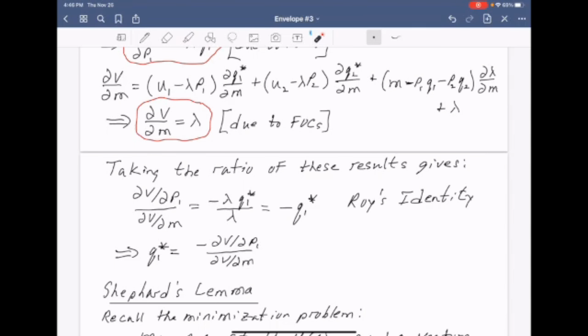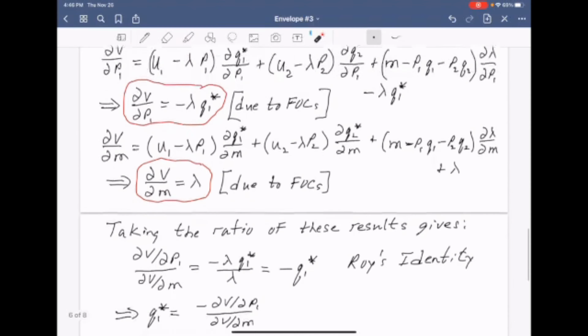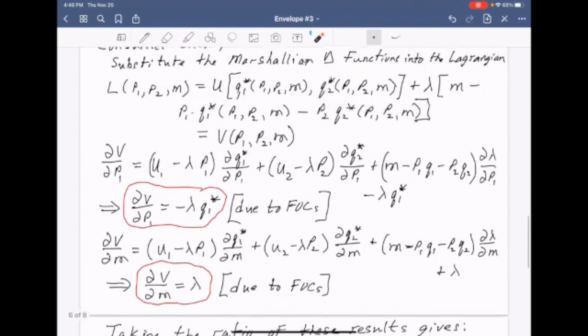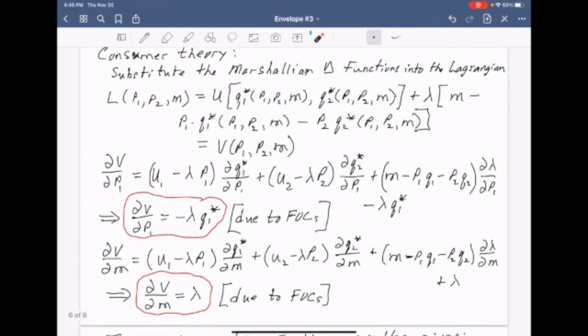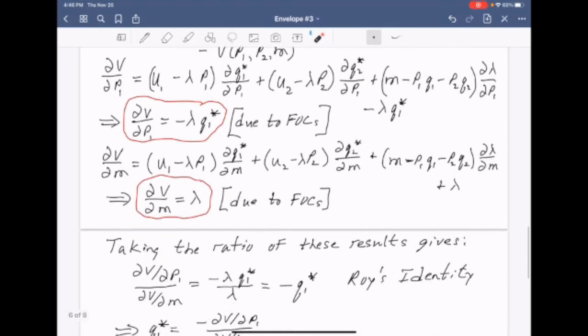Now, it doesn't really matter if we use the Lagrangian to find our maximum value function. In other words, if we plug in up here the Q's, the Marshallian demands, into just the utility function to find the indirect utility function, or whether we put it into the entire Lagrangian like we did here. That doesn't make any difference.